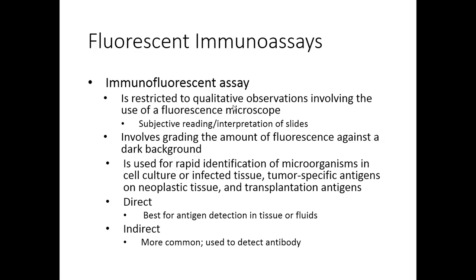It's present, it's absent. We may even be able to say some things about it semi-qualitatively, but it's really just kind of present or absent. We're going to look at the amount of fluorescence against a dark field. We use it for identification of microorganisms, things in cell culture, tumor-specific antigens, neoplastic, that new genetically changed material, and transplant antigens. We have two methods: either direct, which is great for antigen detection in bodily fluids, or indirect, which is the more common, and we're going to use that to detect antibody, not the antigen. So direct testing looks for antigen, indirect looks for antibody.